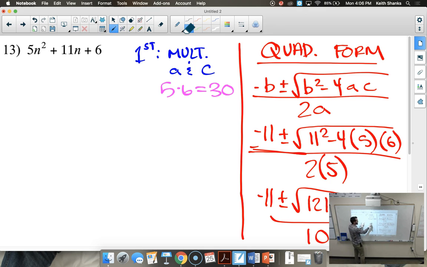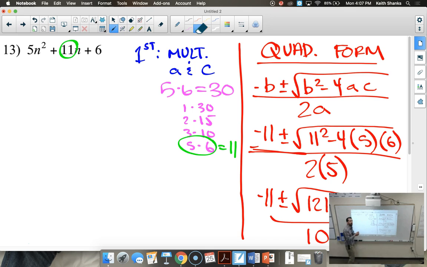So if I'm thinking about these, again, you would have 1 times 30, and 2 times 15. We already did these. 3 times 10, 5 times 6. And I actually want the ones that add or subtract to 11. So I'm still looking at the same process. I just had to do this one step first. This is going to give me 11 if I add those. Okay? This is the weirdish part. I'm going to rewrite this same equation, okay? 5n squared. Watch what I'm going to do.